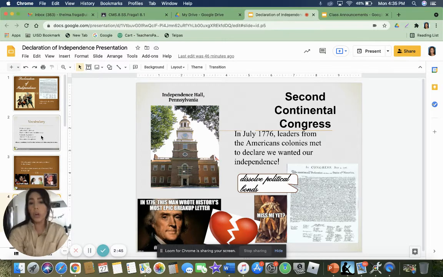Now, we're going to hold a meeting, and this meeting will be taking place where a lot of important meetings will take place. We know that this picture right here is Independence Hall. It is located in Pennsylvania. And so the Second Continental Congress, this second meeting that will happen in July of 1776, all of these leaders from the American colonies meet here and declare that they want independence against Great Britain.